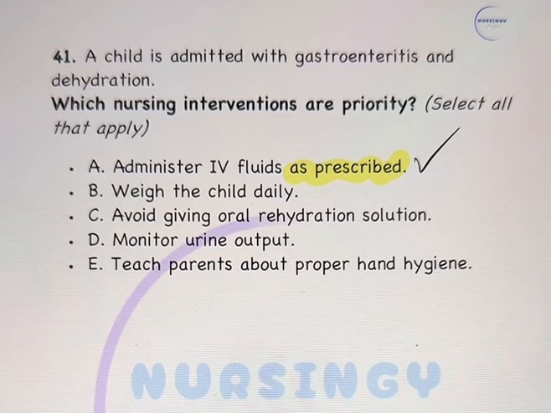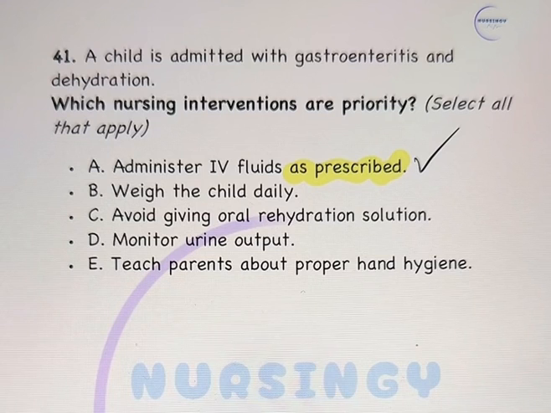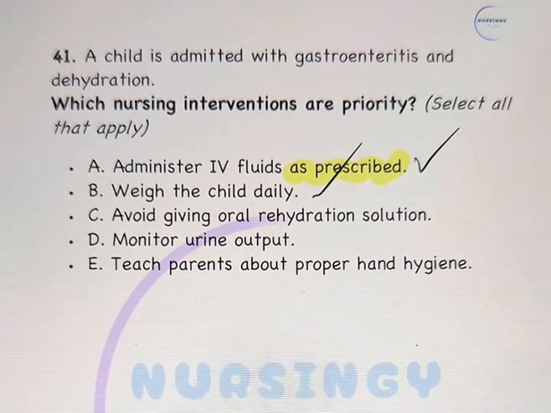What about B, guys? Weigh the child daily. Is it okay? Yes, especially in children, because we don't have any other measure of whether they are losing fluid or not. So weight is a good indicator of hydration status. Okay, so monitoring is good.